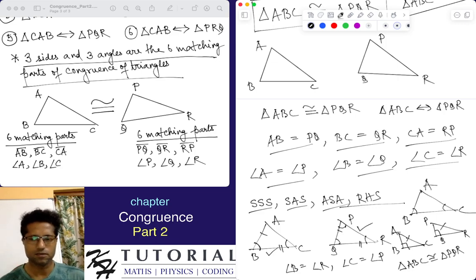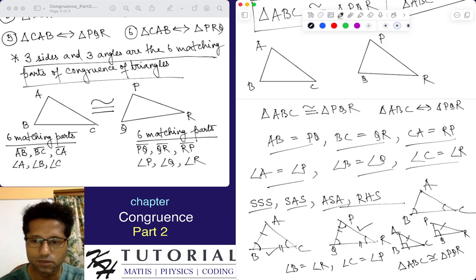So this was just very brief about SSS, SAS, ASA and RHS. I will discuss them in more detail in the next video. This video was to give you a foundation about the matching and correspondence between two triangles, which you should understand very clearly to understand the congruency of two triangles.